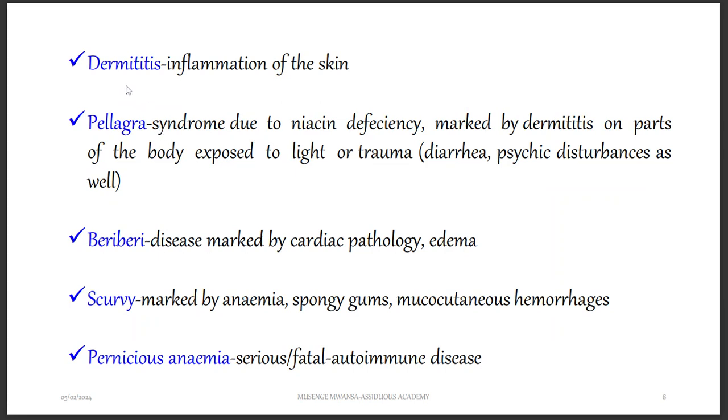Okay, so this is what we are talking about. Dermatitis is just the inflammation of the skin. Pellagra is a syndrome due to niacin deficiency and is going to be marked by dermatitis on parts of the body exposed to light. Beriberi is a disease that is marked by cardiac pathology. There is a problem in the function of the heart. Scurvy is marked by anemia and spongy gums. Pernicious anemia is an autoimmune disease, meaning that your body is destroying itself. So you end up not having enough blood in your body, or blood cells.